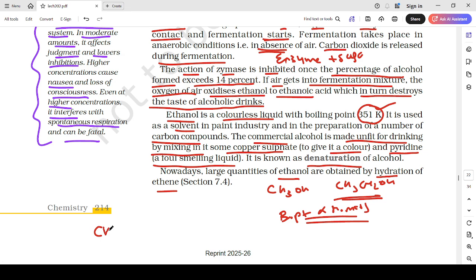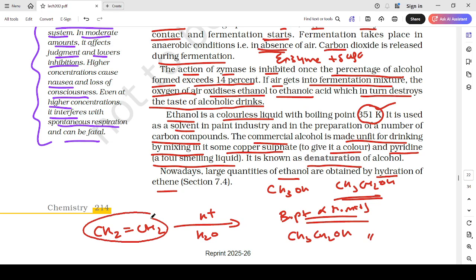I have CH2 double bond CH2. I'm going to add H plus in the presence of water. What will you get? You'll get CH3CH2OH. We have done the mechanisms several times, so I'm not repeating it again.